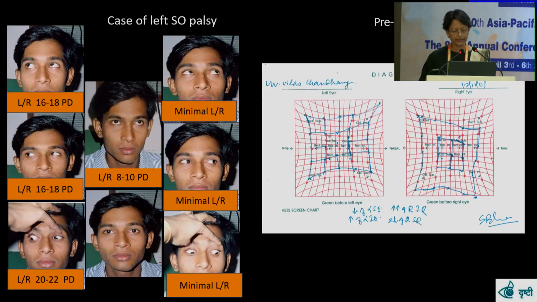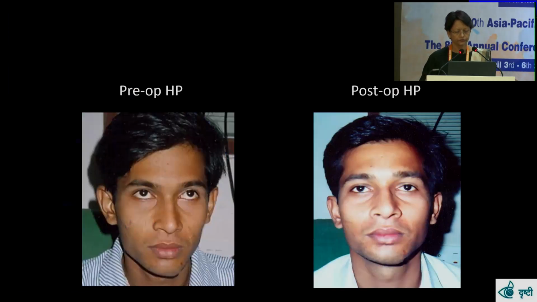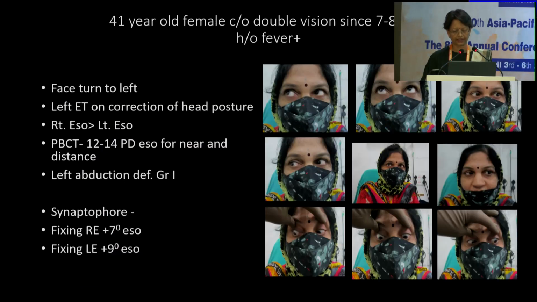So we just did a recession of the right inferior, contralateral inferior rectus, which corrected the head posture and his diplopia, and also corrected the anomaly on the Hess chart. So this was his pre-op head posture, chin down, which was corrected.